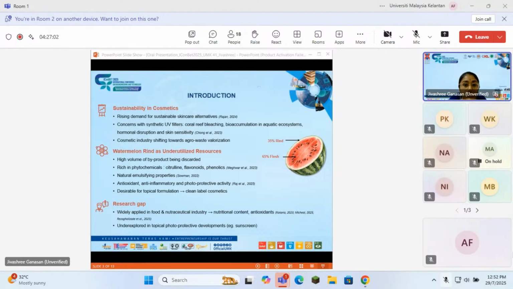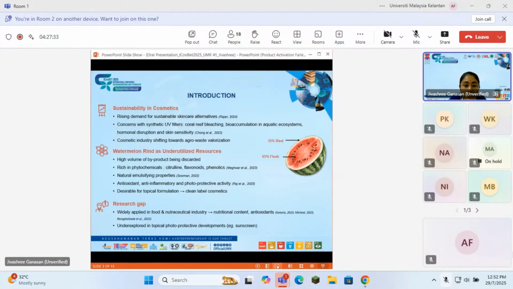Based on the research gap, while watermelon rind has been widely applied in the food and nutraceutical industry because it has high antioxidant content, and has been used to promote shelf life and so on, in the cosmetic industry it is still underexplored, especially in topical photoprotective developments like sunscreens.